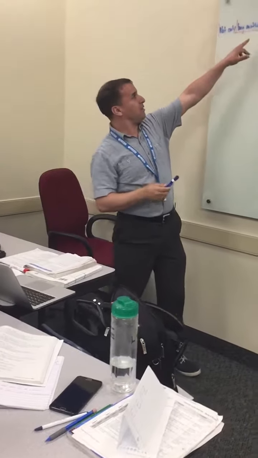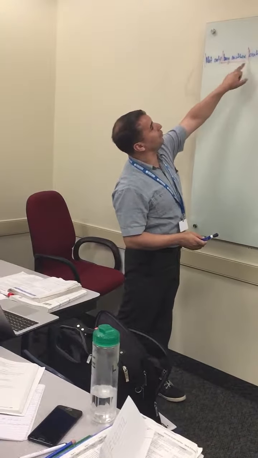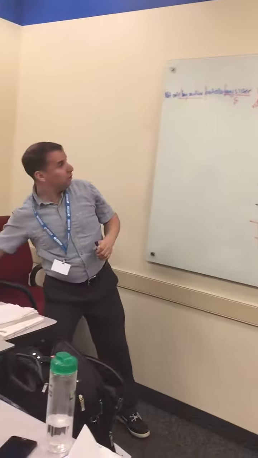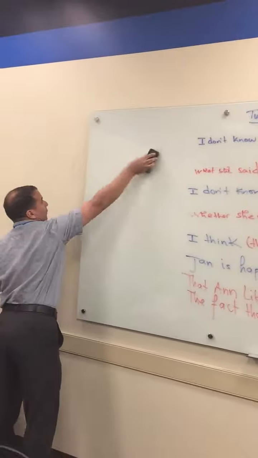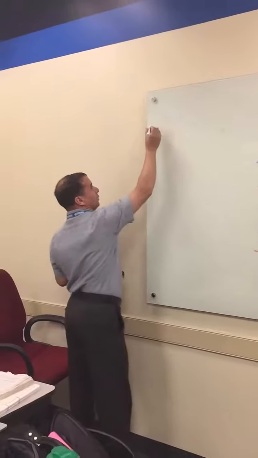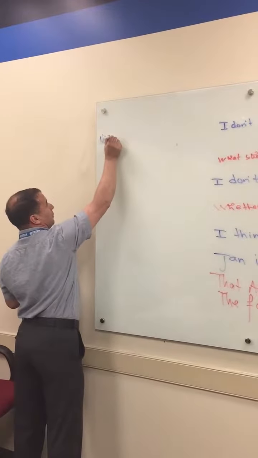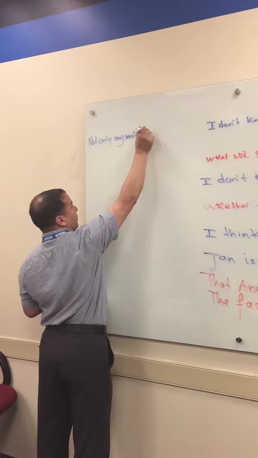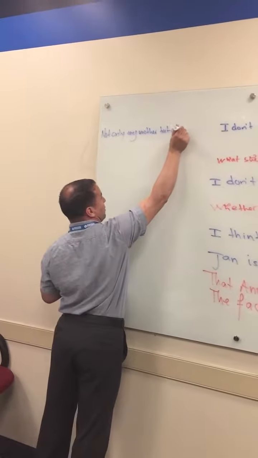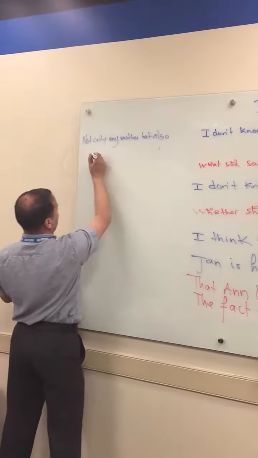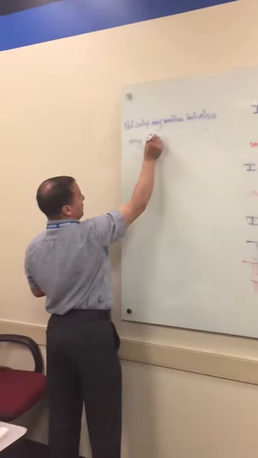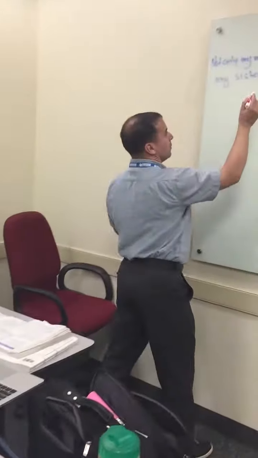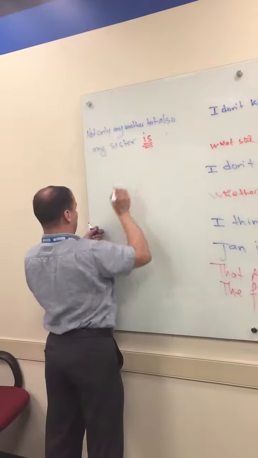Okay, so like it's being written over here, not only my mother but also my sister. Sorry, it's not very clear here. So let me write it down. So we're saying not only my mother but also my sister, and then we're saying is here.